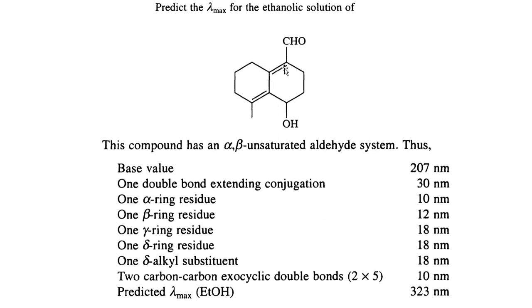Then see, this double bond is exocyclic with respect to this ring, because this double bond projects outside this ring. See, this double bond will be exocyclic with respect to this ring. So there are two exocyclic double bonds. One is projected here, another is projected from here. So two carbon-carbon exocyclic double bonds contribute 2 into 5, 10 nanometer. Thus the calculated lambda max value for this molecule will be 323 nanometer. Right?